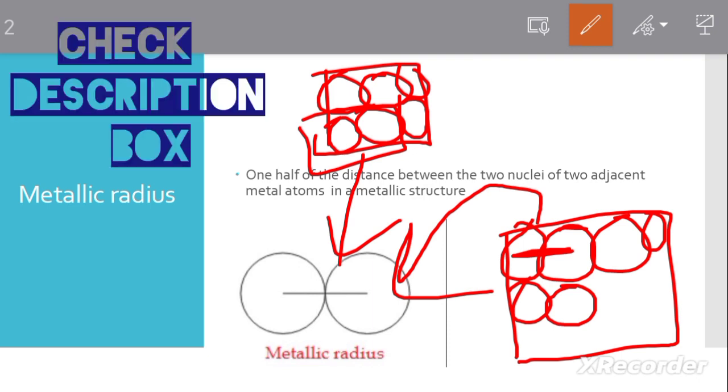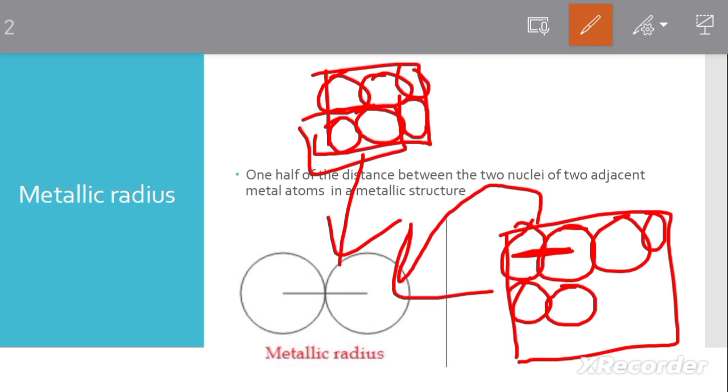You should remember a point like this. Metallic radius is equal to cation radius. We will learn what cation radius is in the near future. Till then remember that metallic radius is equal to cation radius.